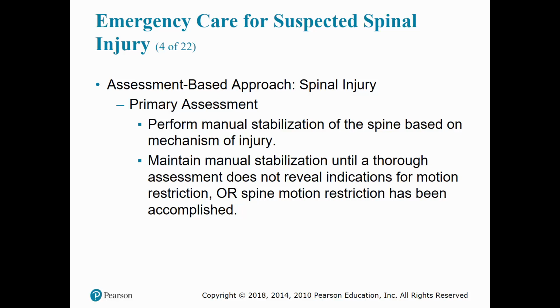Go through your primary assessment. Remember that spinal cord damage from a C-spine injury can block nerve impulses traveling from the brain to the diaphragm and intercostal muscles, which are necessary for adequate respiration. Once you take manual inline stabilization, do not remove it until indications for motion restriction have not been found, or full spine SMR has been accomplished.